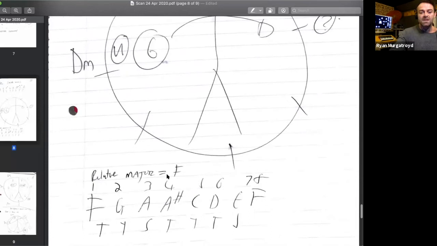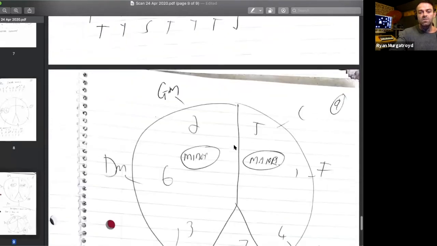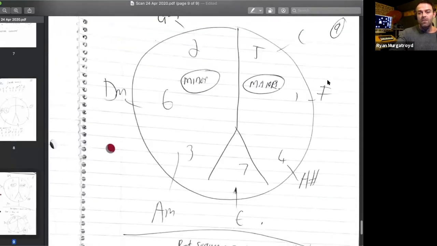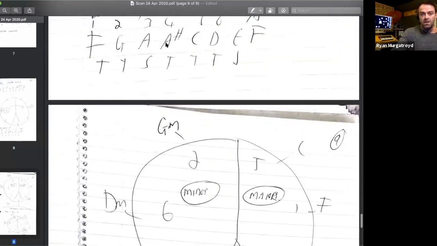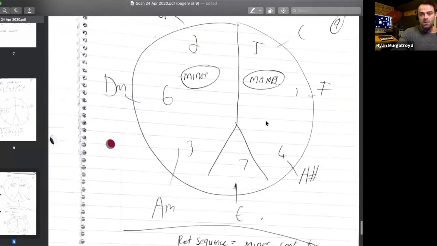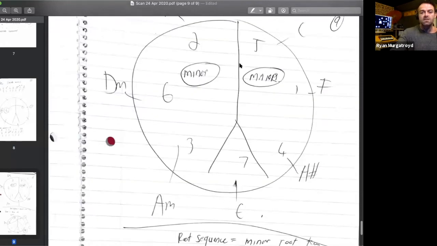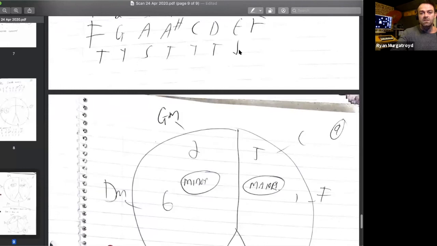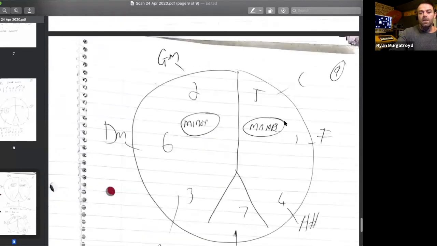Calculate the third as being F. Therefore, when I draw the actual circle, I've got F at 1. And now I've worked out these scale degrees of F. So what is 4? It's the 4th degree of the F major scale, which is A sharp. What is 7? It's the 7th degree of the F major scale, which is E, etc., etc.